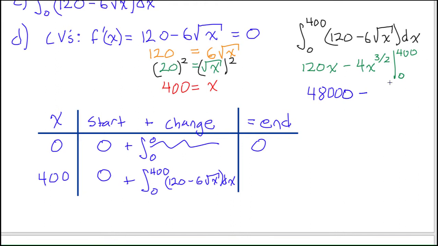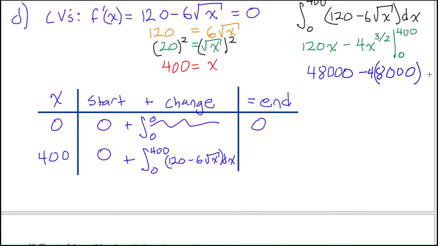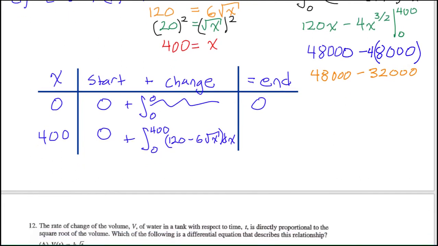20 to the power of 3 is 8,000. And that has to be multiplied by 4, so don't forget that. 4 times 8,000: 4 times 8 is 32, so 32,000. I have 48,000, so 48 minus 32 is 16, so 16,000, which is definitely bigger than 0.